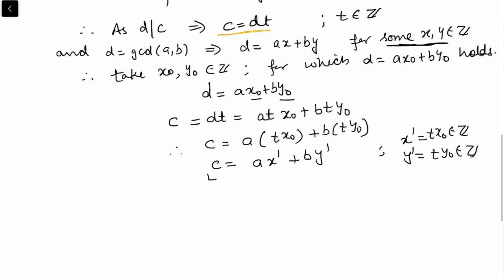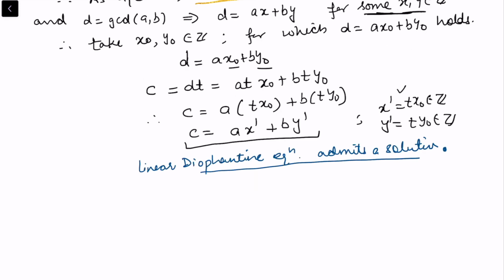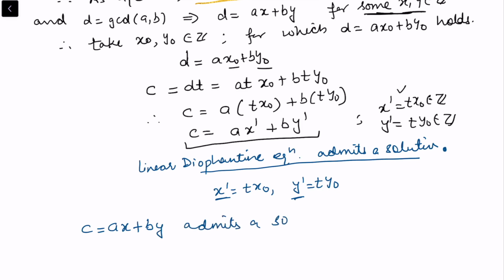This means now the linear Diophantine equation has a solution for this particular x naught and y naught. So we say the linear Diophantine equation admits a solution for x dash equal to t times x naught, and y dash equal to t y naught. Now this x dash and y dash are arbitrary, so we can simply say that c is equal to ax plus by admits a solution, and hence that proves the if and only if condition. It completes the if and only if condition.